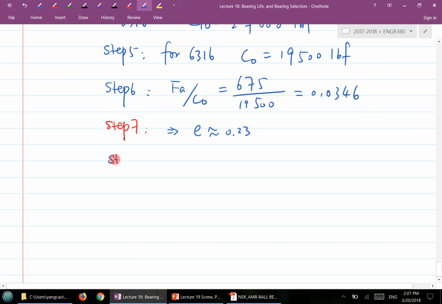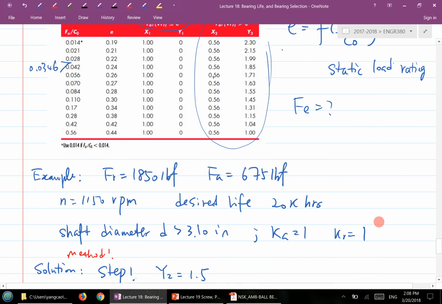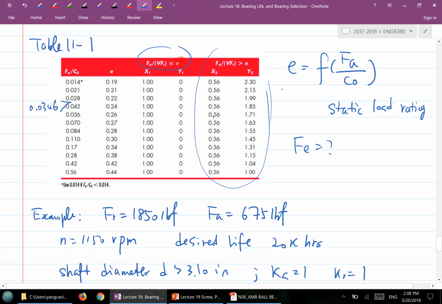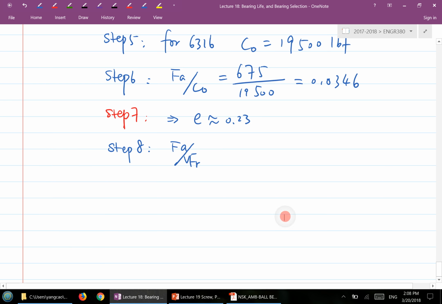Now once you get the e value, we look at the ratio between Fa and V Fr and compare it to e, to see whether we use this column or this column for our next step. So this ratio here, 675 over 1850, is approximately 0.36. This is definitely bigger than the 0.23, right? If this is greater than e, then it means we're going to take i equal to 2, or in other words, the thrust load cannot be neglected.